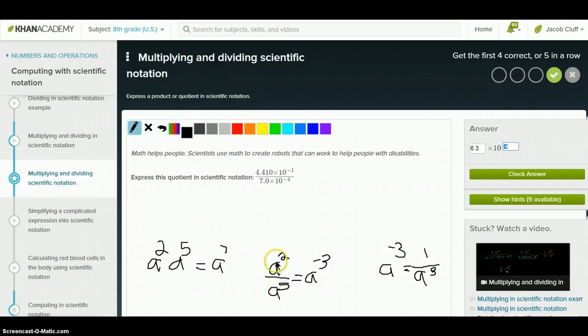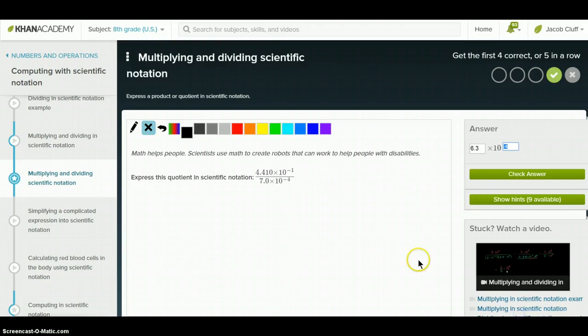Okay, and then if we're dividing a squared by a to the fifth, then we're going to subtract the exponents. So 2 minus 5 is negative 3, so we get a to the negative 3. And then when you have a negative exponent in the numerator, that's the same as a positive exponent in the denominator, and vice versa. So if you have a to the negative third, that's the same as 1 over a to the positive 3. Okay, so now that we got that out of the way, let's start on our example.